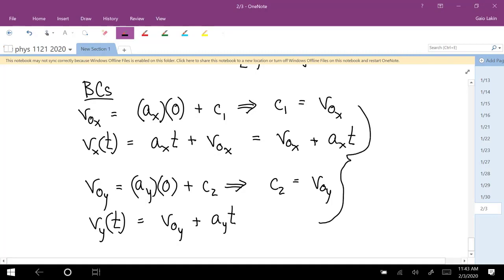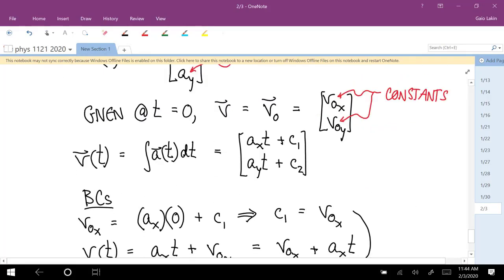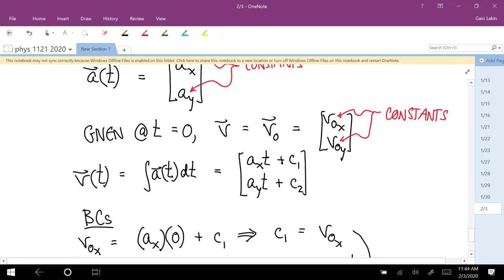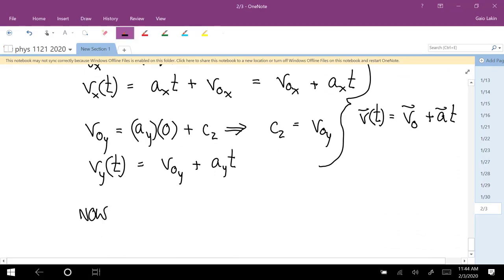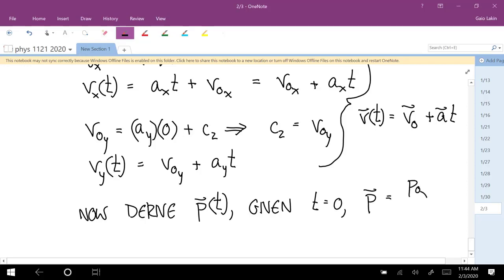And what these tell you together is that the velocity vector as a function of time is equal to the v0 vector plus the a vector times t. And now you can integrate that to come up with the position vector. So now we want to derive the position vector as a function of time, given that when time is equal to 0, the position is p0x, p0y.